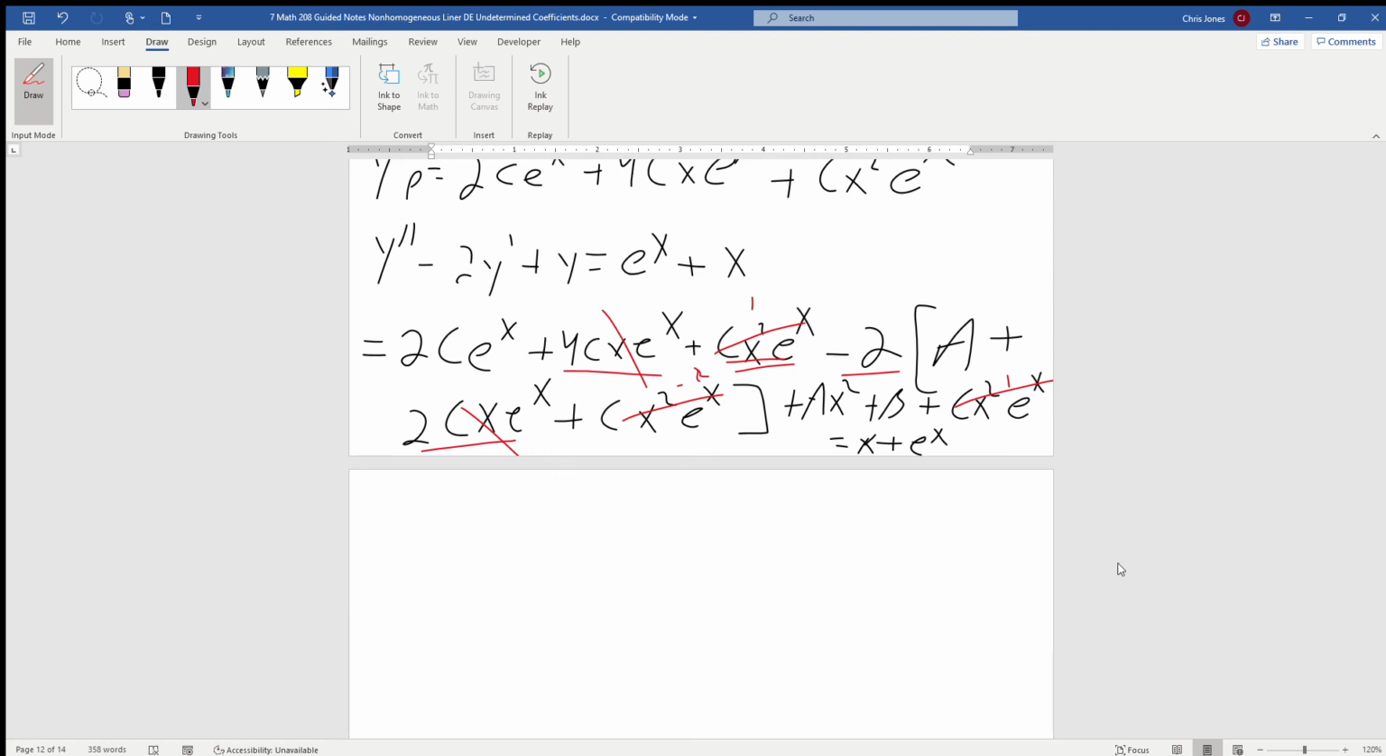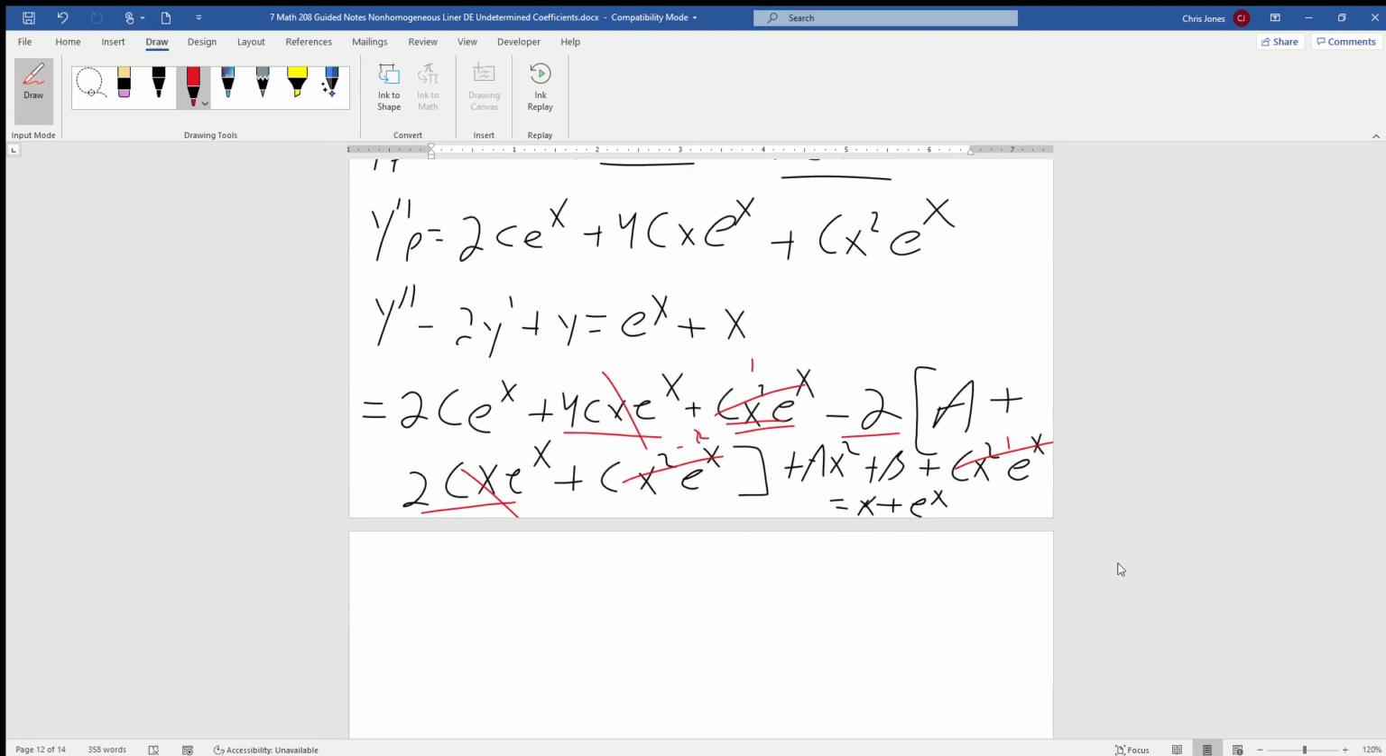So realistically, what are we left with? Well, we are left with 2c e to the x. We're left with this term. We're left with minus 2a. And we're left with ax squared plus b. Actually, that should just be an ax plus b. I don't know where I got the square from. You all were probably yelling at me about 5 minutes ago when I copied it. So this is an ax plus b. And remember, that's equal to x plus 0 plus e to the x.